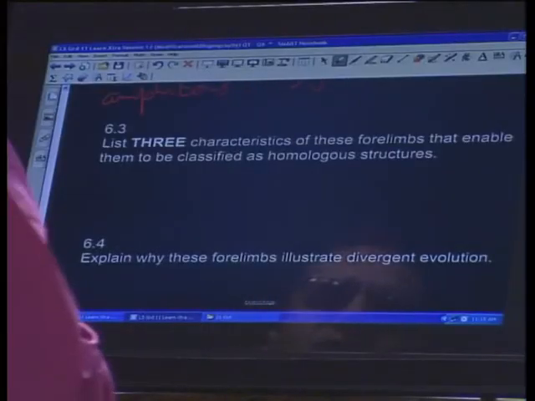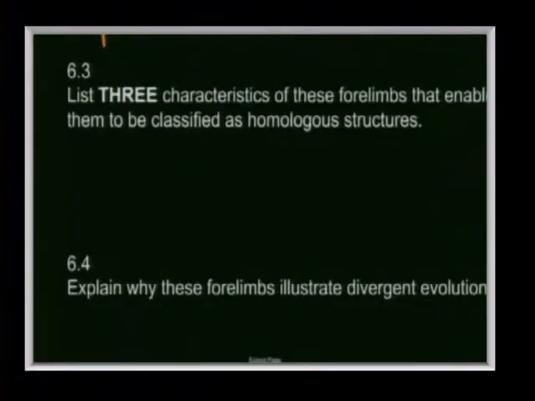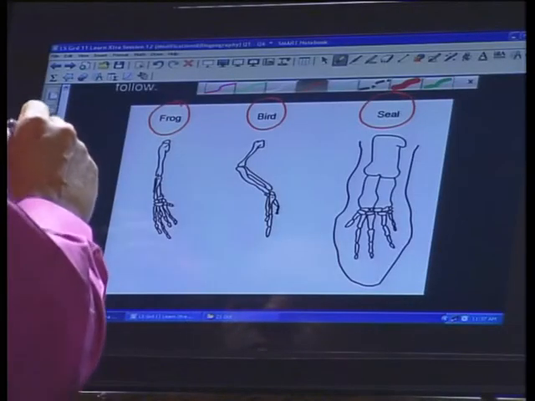So let's have a look at 6.3. List 3 characteristics of each of these forelimbs that enable them to be classified as homologous structures. Now let's go back to our presentation. The idea behind homologous structures is that they have the same fundamental structure. In other words, they would have basically the same bones, and that indicates that they have a common ancestor. But remember, with homologous structures, the functions of the structures may be different, as indicated now. The fundamental structure is the same.